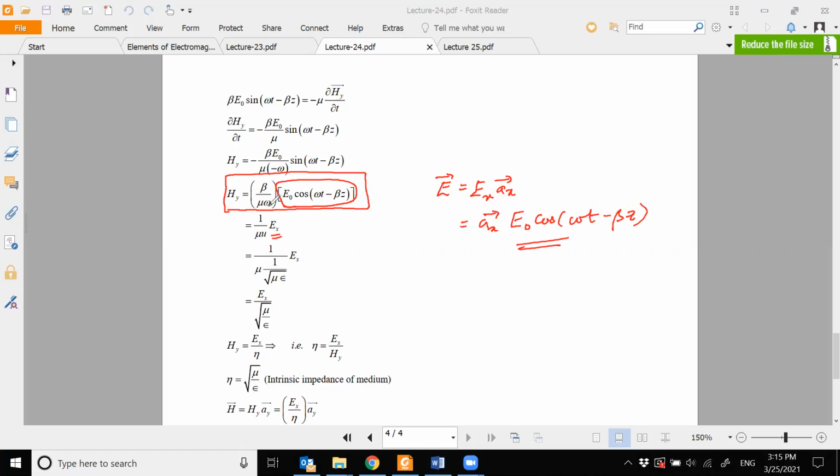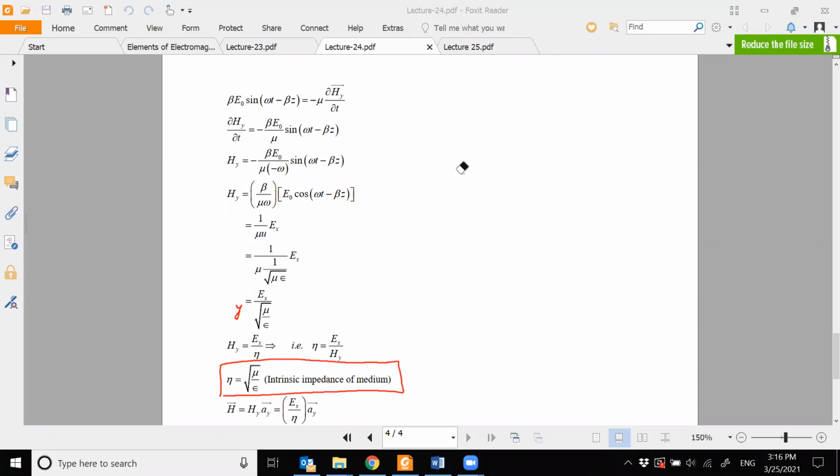And here I'm substituting omega over beta with u. And then I'm opening u as 1 over root of mu epsilon, and I'm seeing that my Hy is Ex over root of mu over epsilon. And this root of mu over epsilon is called eta. And this is called the intrinsic impedance of the medium, which you can think of as a sort of impedance that your electromagnetic wave will experience as it travels in the medium.